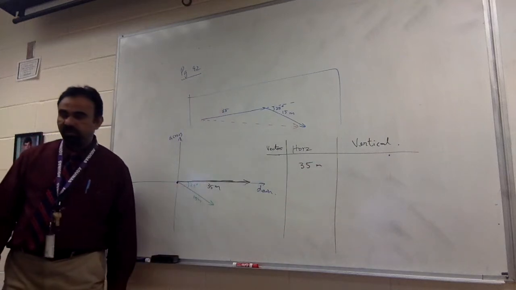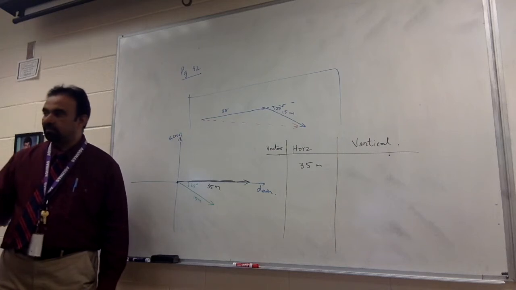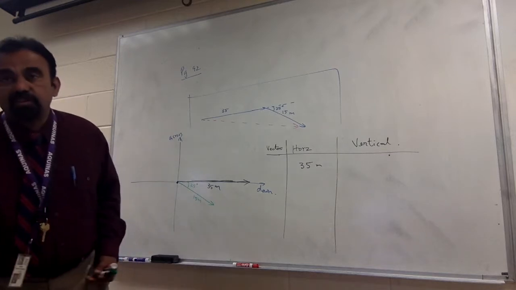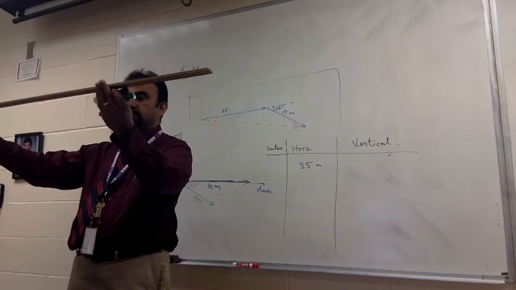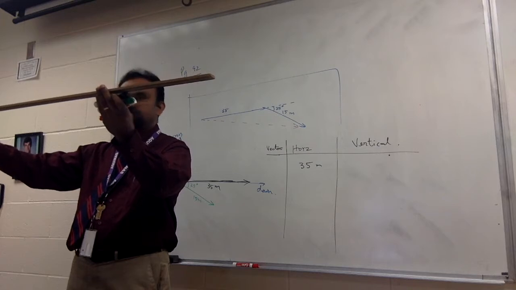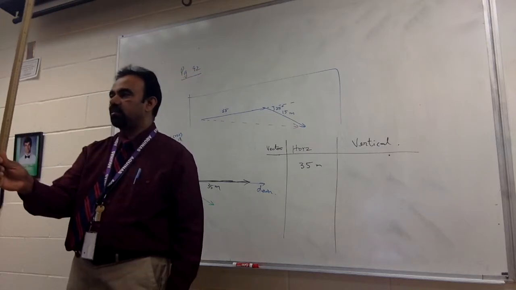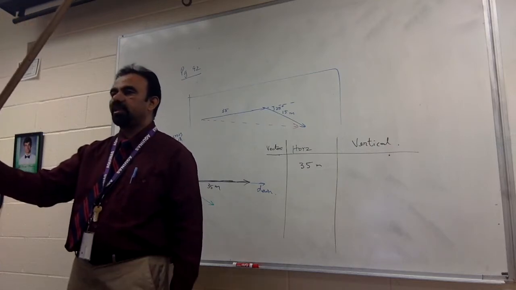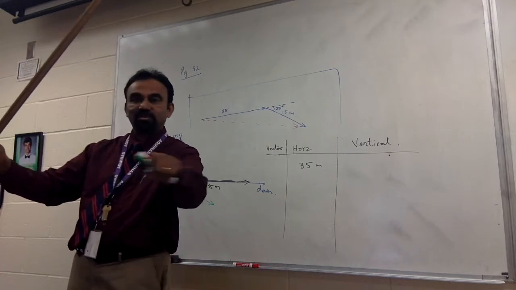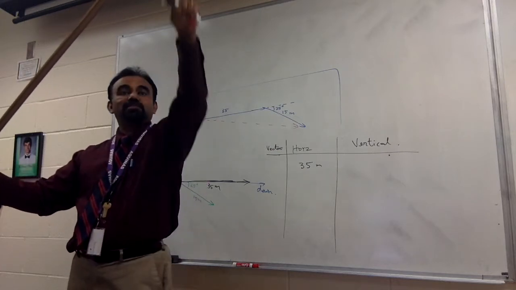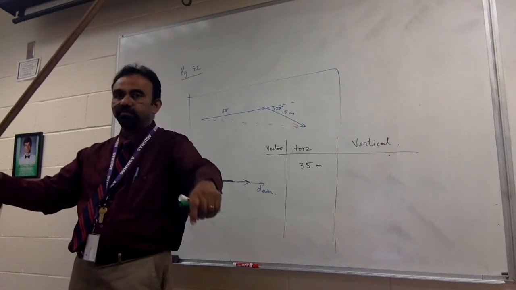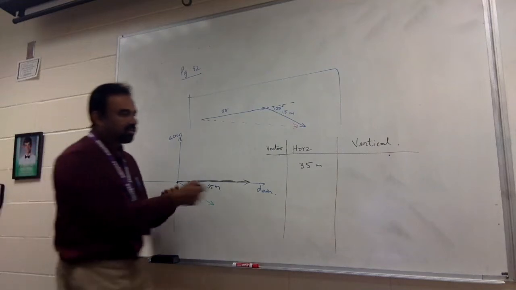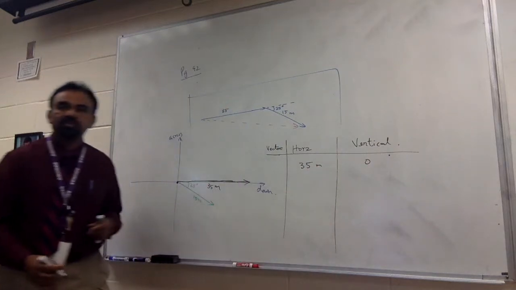How much of that is vertical? 0. There's nothing vertical. See, how do you know it? Like this. If it's like this, and if I say how much of this meter stick is actually horizontal, nothing. Everything is vertical. But if it's something like this, how much of it is horizontal? This component. How much of it is vertical? This part. You see it now? So in this case, everything is horizontal. So this is 35, that is 0.